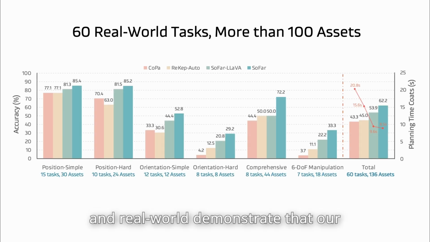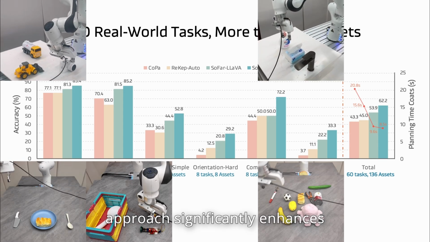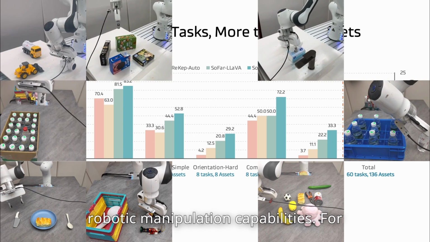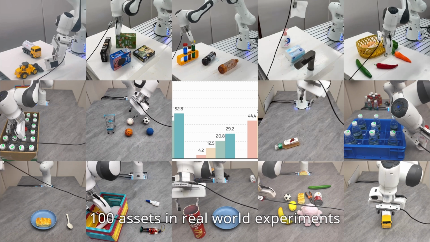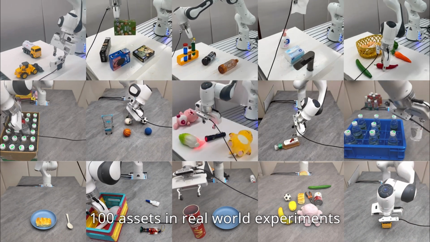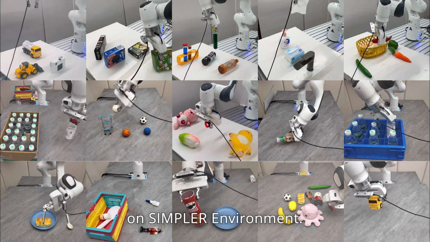Extensive experiments in simulation and the real world demonstrate that our approach significantly enhances robotic manipulation capabilities. For example, 60 tasks and more than 100 assets in real-world experiments, and 74.9% accuracy in simpler environments.